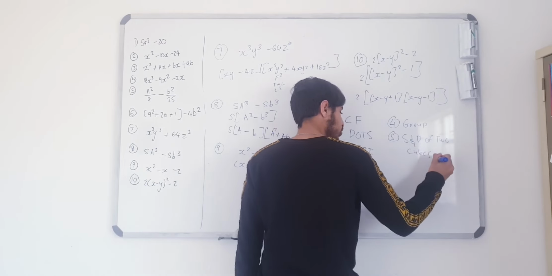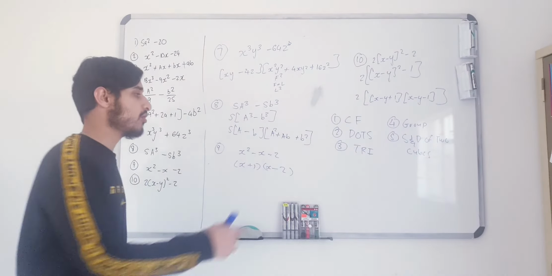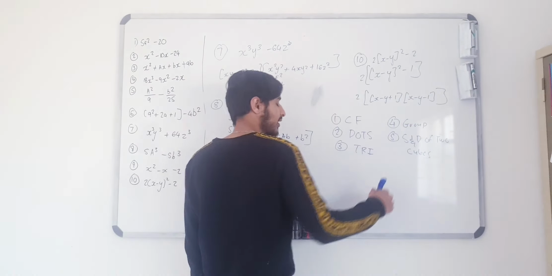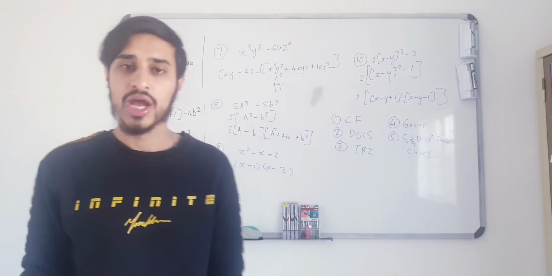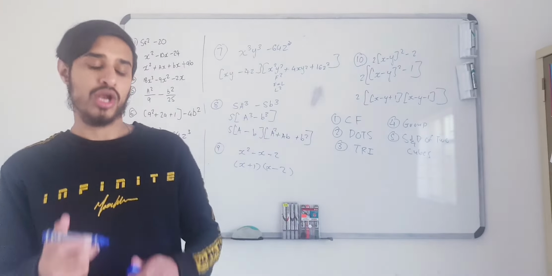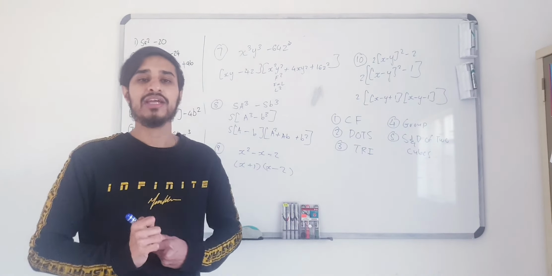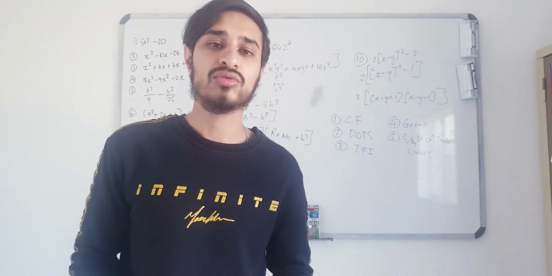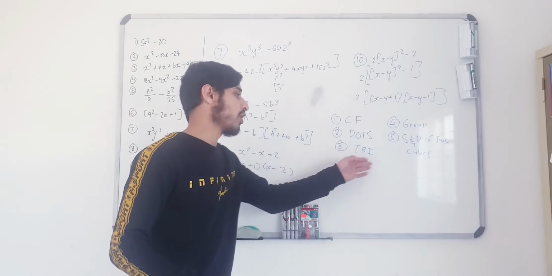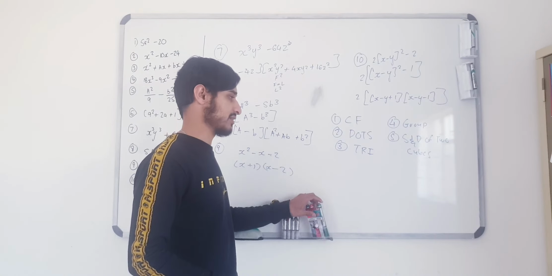Please guys, do not mix this up in your paper. Follow these steps, apply each one till you know it's factorized fully. Also, once you factorize, look at the bracket and say, can I do anything further? If you can't do anything further, then you know, okay, that's my final answer.